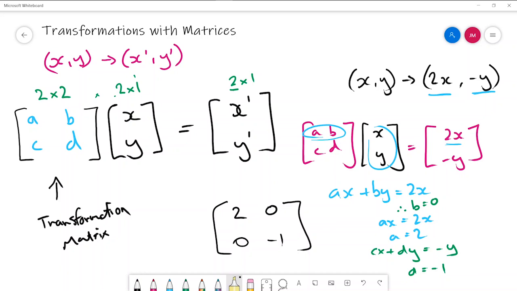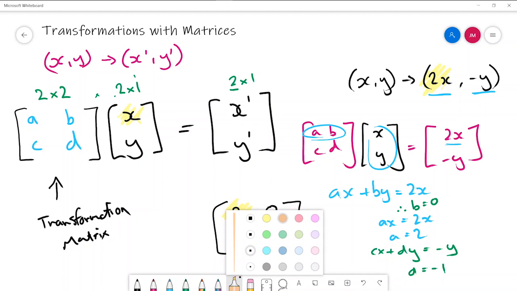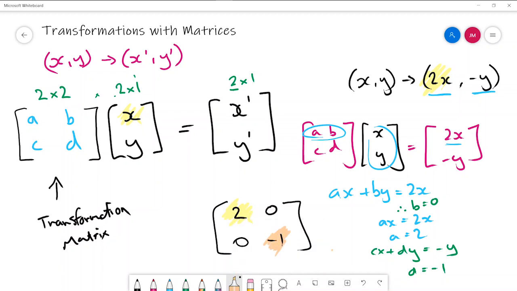The shortcut. This value up here, we know is going to be multiplying by the first value of our original, which is always going to be x. So whatever's in the top left corner there is going to be multiplying the x in the image over here. Whatever's in the bottom corner down here is going to be multiplying by your y. So that'll give us multiplying by y in the image. So if I gave you a 2, 0, 0, negative 1 matrix, you should straight away go, well, I know the image is going to be 2x, negative y, and then just list off your transformations from there.